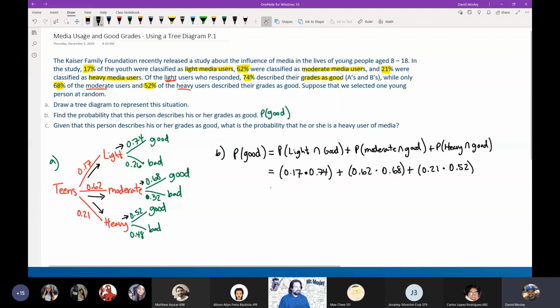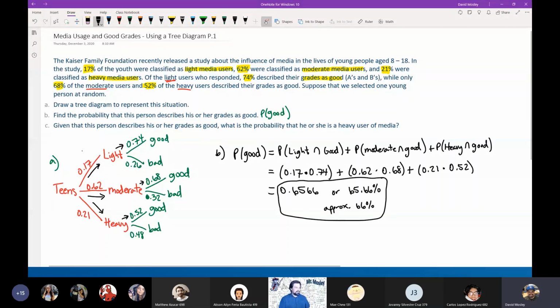All right, and we get 0.6566, right, which we can convert to a percentage. Right, this could be 65.66%, or we could say it's approximately 66%. But anyway, that's the result for part B.